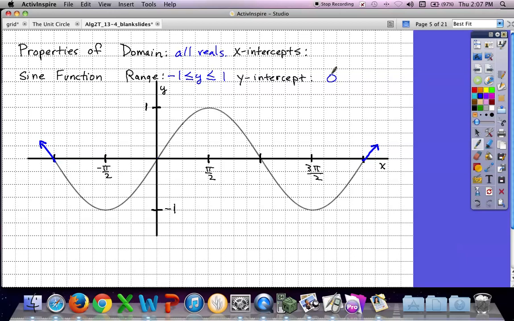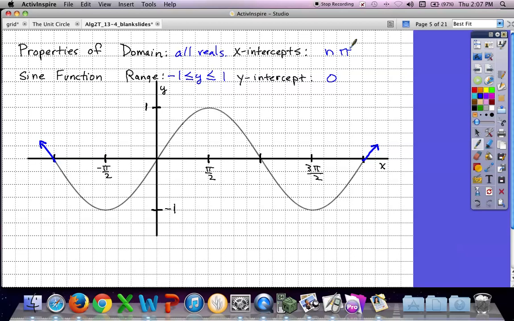Does it cross the x-axis anywhere? Many times. You can see on this graph, it's crossing at -pi, 0, pi, 2 pi. Where do you think it'll cross again? 3 pi, and then 4 pi. Every multiple of pi, it will have another x-intercept. The way you say that is n pi, where n is an integer, so all multiples of pi are x-intercepts. Even negative numbers for n.